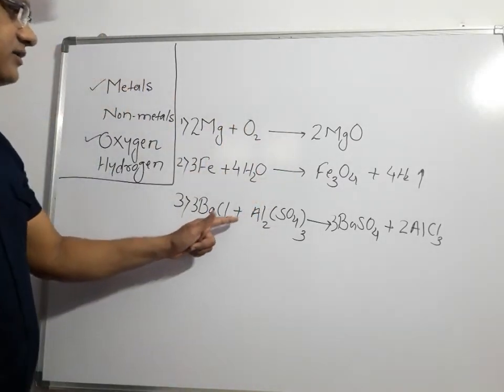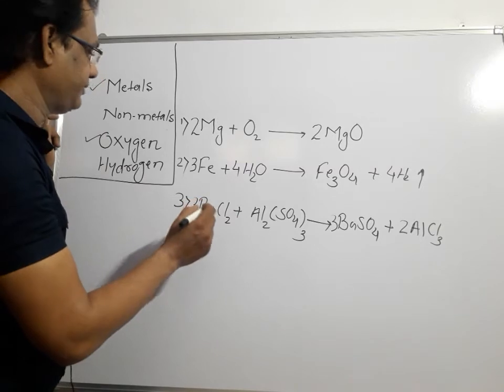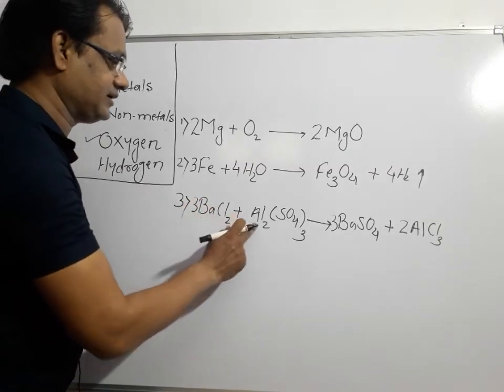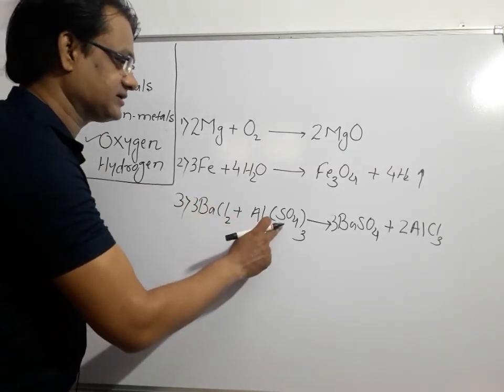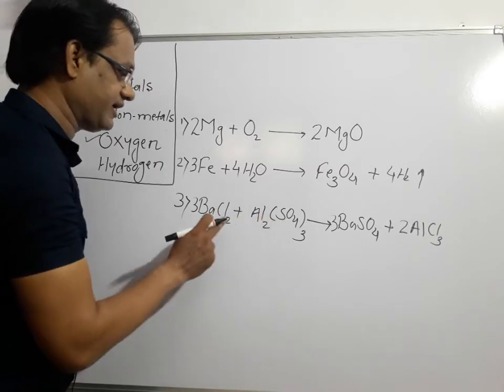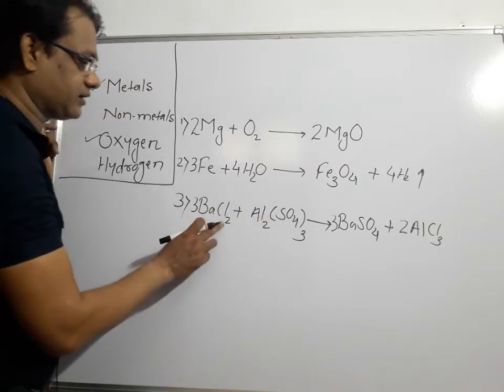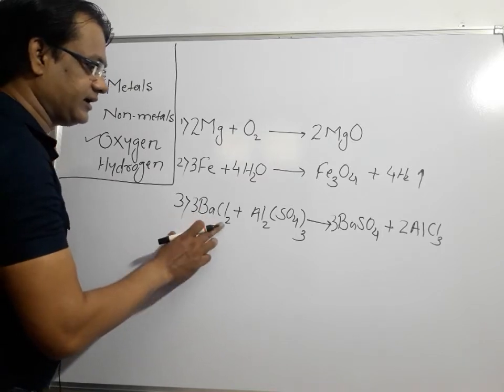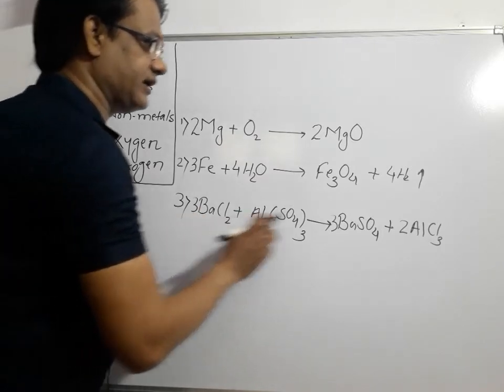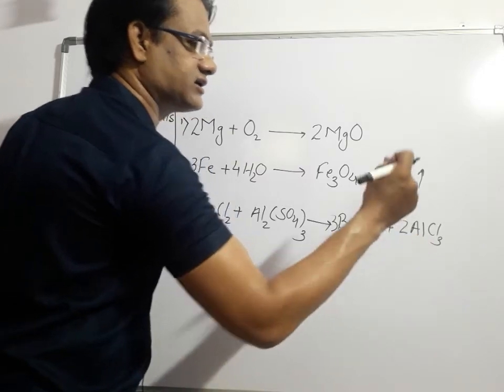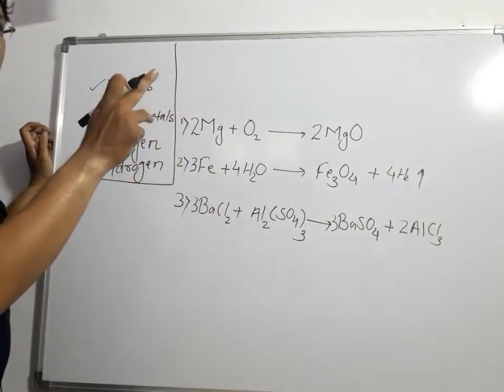Then next, what will we do? Now we balanced barium, we balanced aluminum, we balanced sulfur. Now what will we balance? We balance the chlorine because it is also a non-metal. So how many chlorines are present? 3 into 2, 6 chlorines are there. Here also 2 into 3, 6 chlorines are there. So chlorine is already balanced.